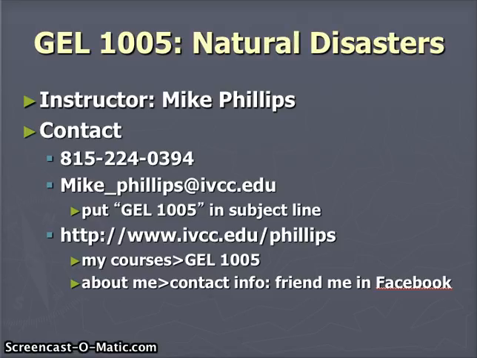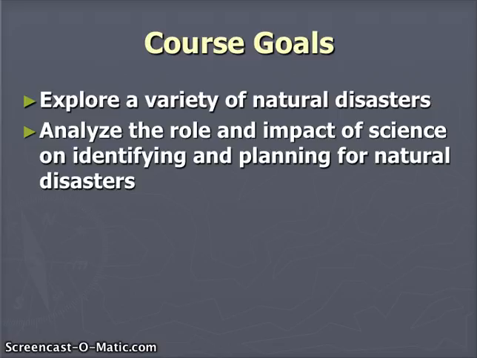So what is this class? Well, as the name implies, we're going to be looking at natural disasters. And what we want to do is explore a variety of natural disasters. Really, they're natural hazards. They become natural disasters when humans interact with them. And so we're going to look at the role and the impact of science on identifying and planning for these natural disasters. In fact, essentially what we do is look at how the hazardous process works, talk about what that allows us to do in terms of forecasting or figuring out where and when people might be at risk, and then how can we plan for that based on what we know about that hazard and the physical processes that create it.